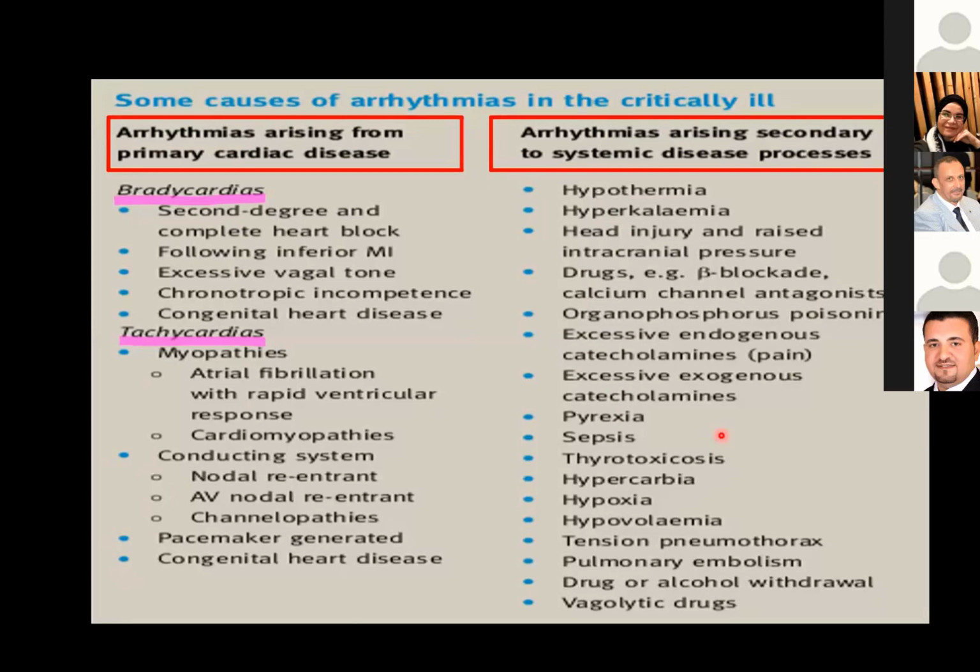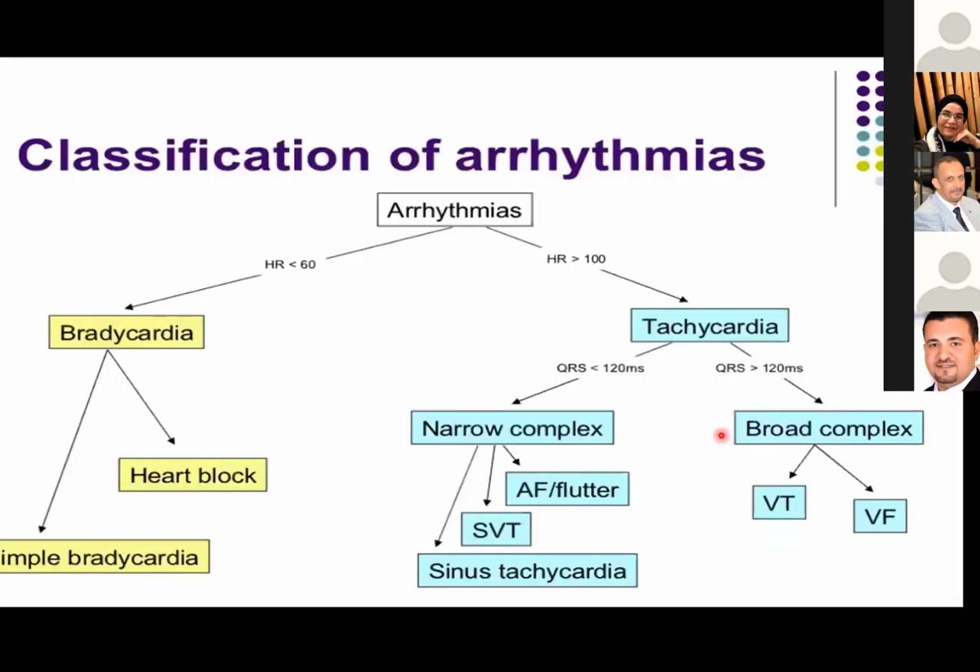What about the classification of arrhythmias? We have been taught frequently how to classify the arrhythmia. Commonly, the arrhythmia is either brady, very simple, or tachy, and this depends on the rate. When you go for brady, this is a heart block with its different types, or just simple bradycardia like sinus bradycardia or sinus arrest, or whatever the underlying cause of bradycardia or tachycardia.